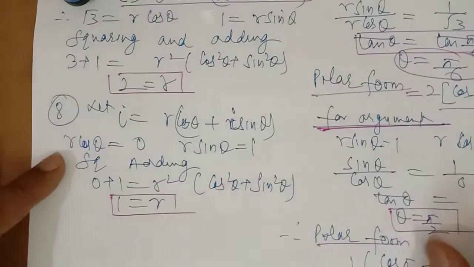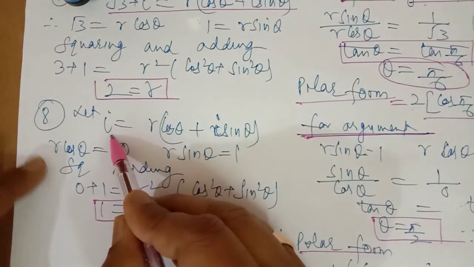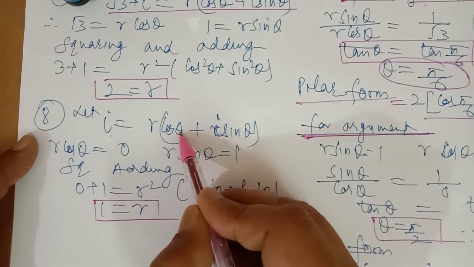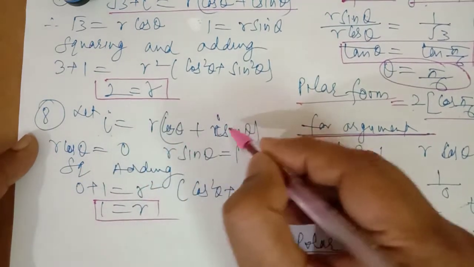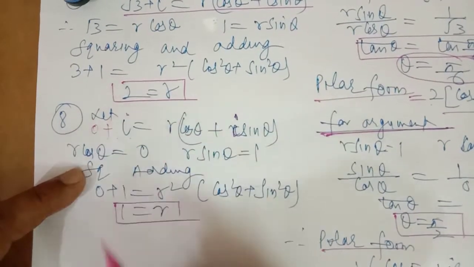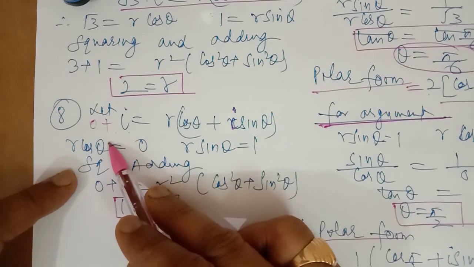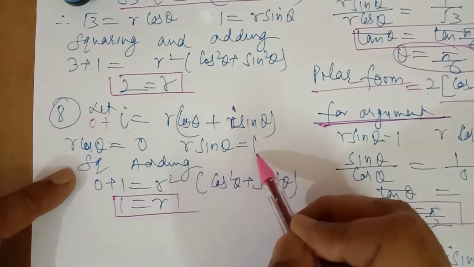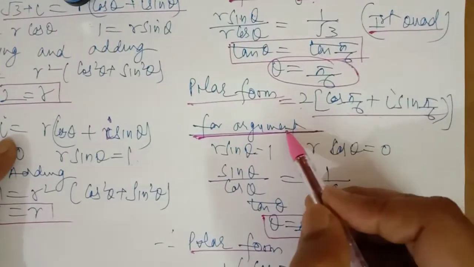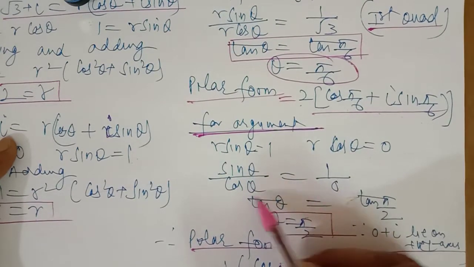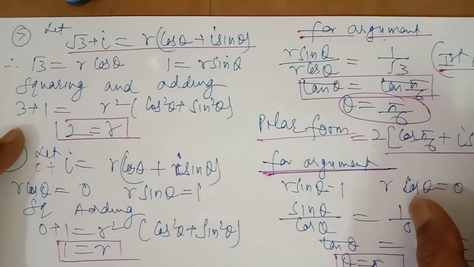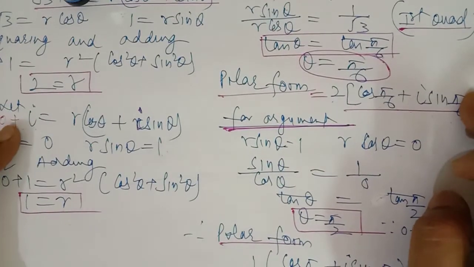And the polar form will be r(cos theta plus i sin theta). Similarly, this is question number 8, where i is the complex number. So you can write it as 0 plus i. Real part with real part and imaginary part with imaginary part. So the real part r cos theta is equal to 0, and r sin theta is equal to 1, which is the imaginary part. Squaring and adding, you will get the value of r. For the principal argument, sin theta upon cos theta is equal to 1 upon 0, because the real part is 0. So this will lie on the y-axis.